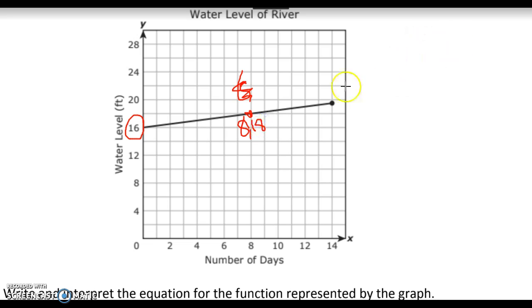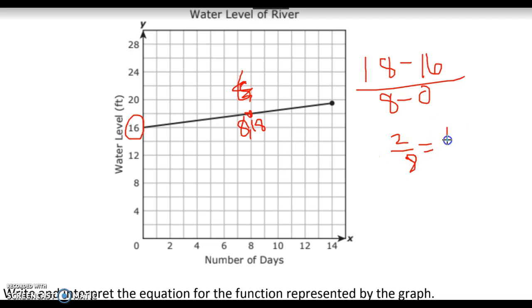So I would do the slope formula, which would be 18 minus 16, and then it would be 8 minus 0. So I would get a 2 at the top and 8 at the bottom, which reduces to 1 over 4. So I would understand and explain, the water level rises at 16, the slope is 1 over 4, which means that it's going up 1 foot every 4 days.